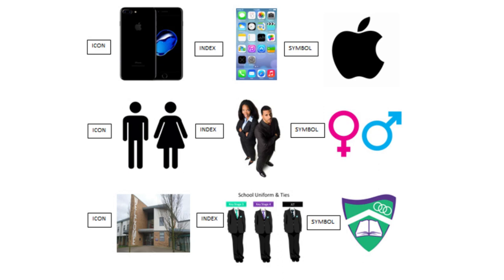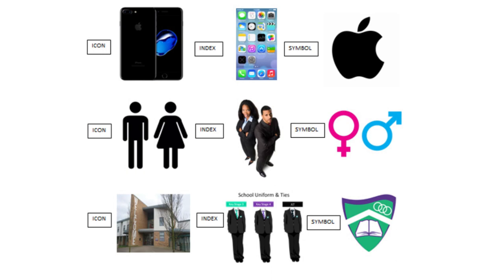The icon is the school, the brick building of a school. The index is the school uniforms and ties. And the symbol is the school logo. The school is associated with its crest, and the uniforms are the colours and what the students wear, and their ties, depending on what year you're in. But some schools are completely different.